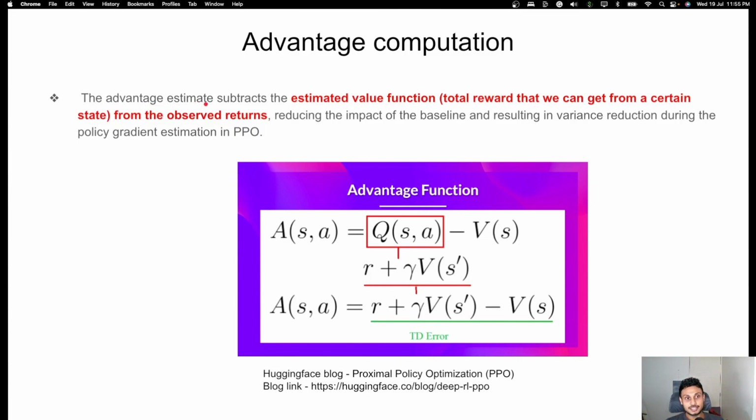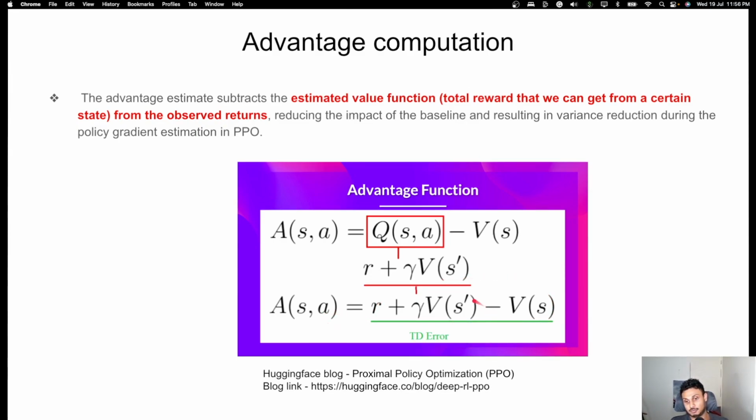So the advantage estimate subtracts the estimated value function from the observed return. So this is what you have estimated, and this is the immediate reward, and this is the value function of your next state, when you take an action. And we call this a discount factor, because you need to discount the future. You can't guarantee that you will get the same value for your money that you have today in 10 days of time, right? So you need to discount it. So this is how you compute the advantage function.